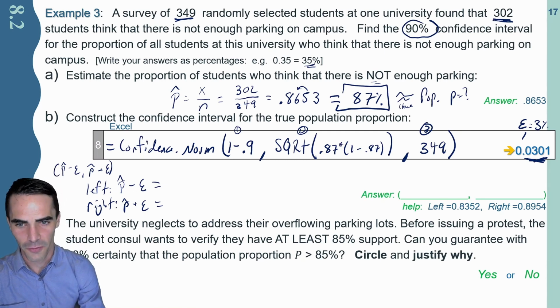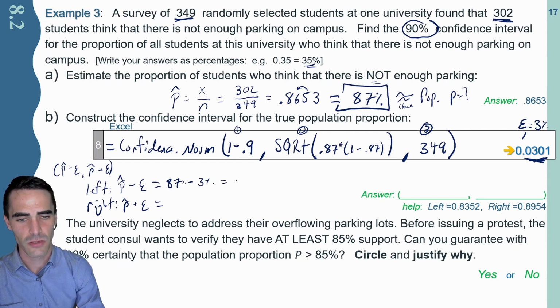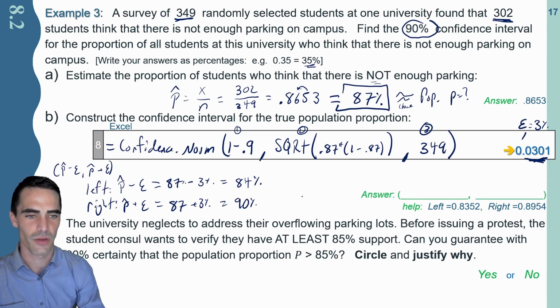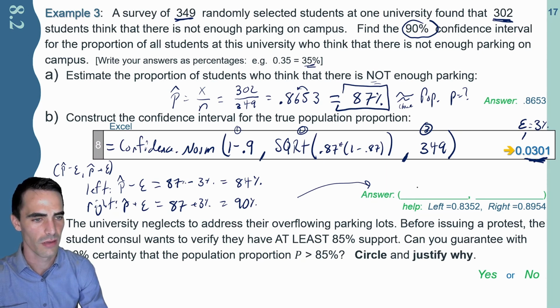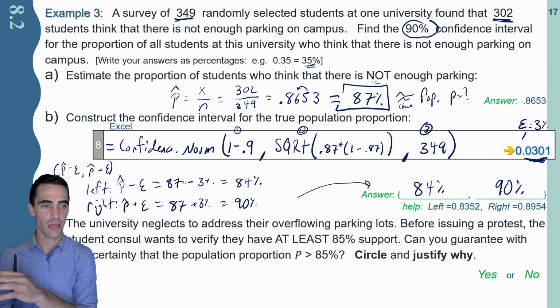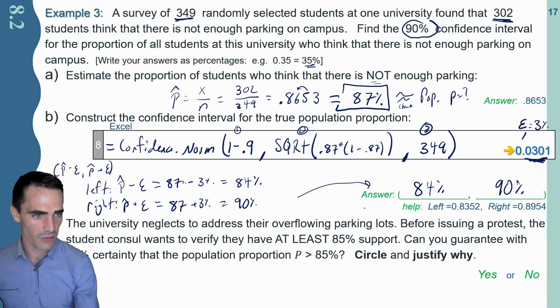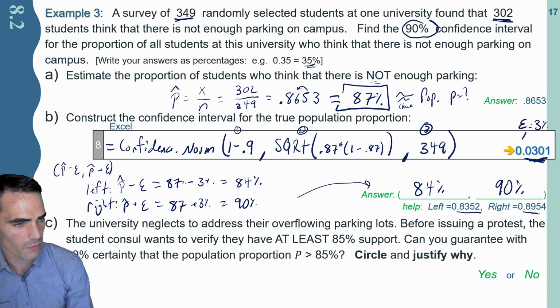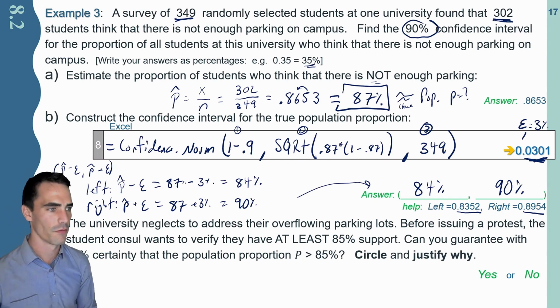Let's build this interval. So for my sample proportion, that was 87% that we talked about earlier, minus my margin of error of 3%. You subtract those two, you should get 84%. For the right, the larger one, 87 plus 3%, you'll get something like 90%. So here are my 2 left and right endpoints, 84% and 90%. And those are the numbers that we're going to project out. Again, as low as 84 and as high as 90. If you want the actual decimal answers to 4 decimal places, I have them typed up there for you.